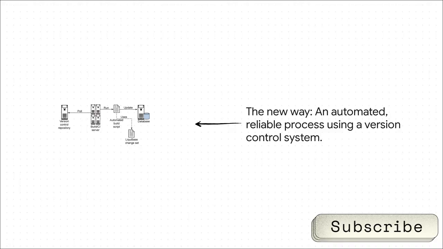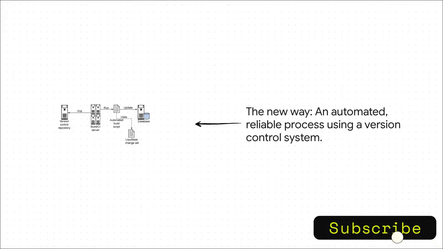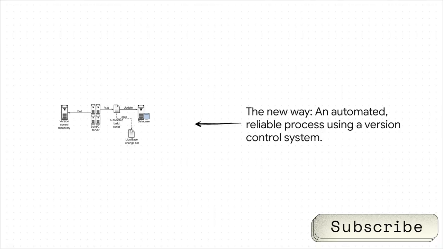And here is what that new world looks like. A developer writes a database change script and commits it to Git. That commit automatically kicks off the CI/CD server, which then calls Liquibase to safely and correctly apply that change to the database. The whole thing becomes automated, repeatable, and completely audited.